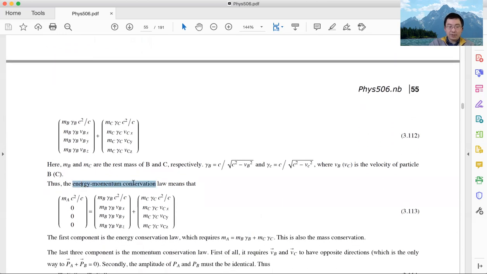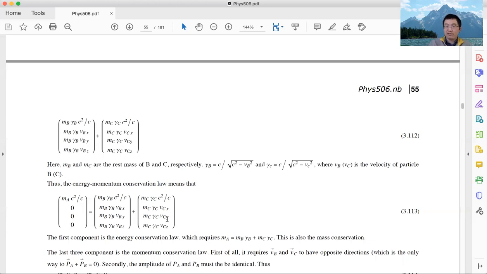The energy-momentum conservation law here will mean this. The left-hand side is the energy and momentum vector for particle A before the decay. The right-hand side is the energy and momentum vector of B plus the energy and momentum vector of C. The total energy and momentum after the decay and the total energy and momentum before the decay should equal each other. That's the energy and momentum conservation law.